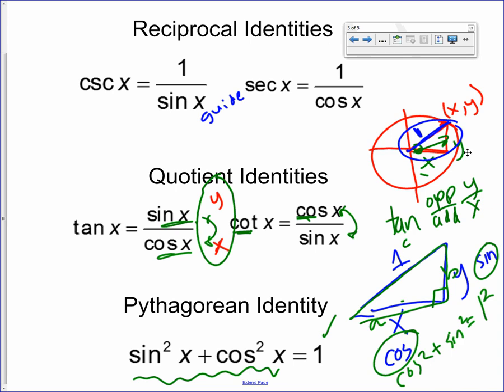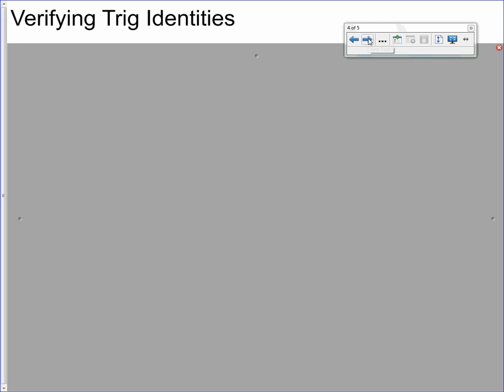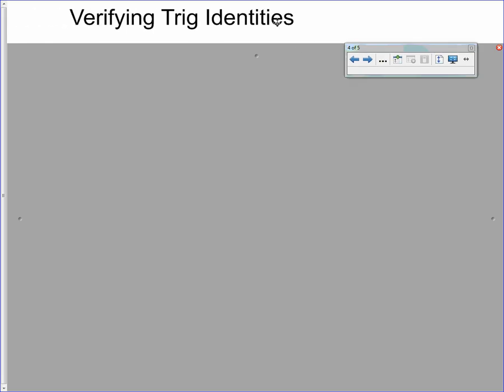We're going to use these identities to verify a trig identity. So what I have here are some helpful hints for verifying, and then after you record the hints in your notes, I'm going to walk you through one example.